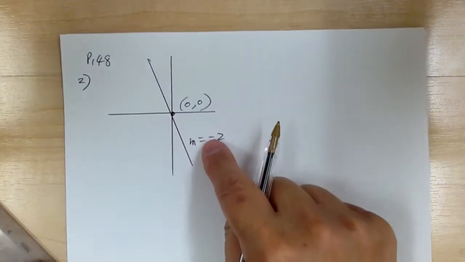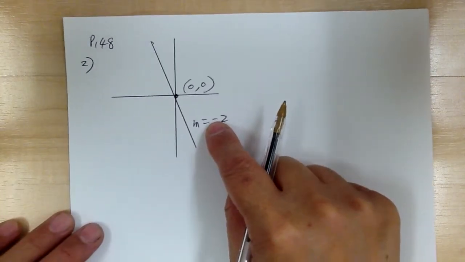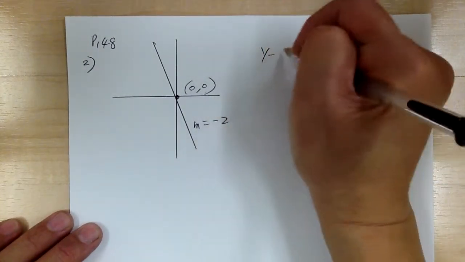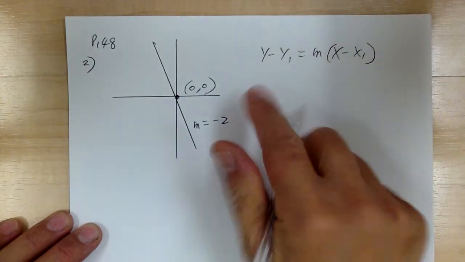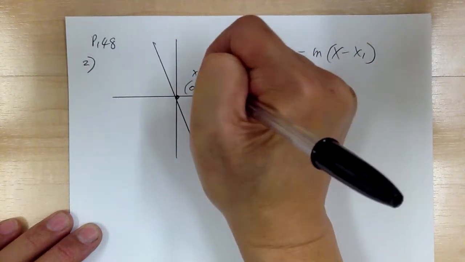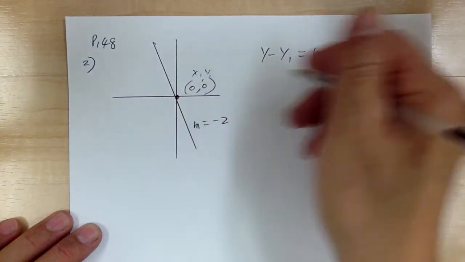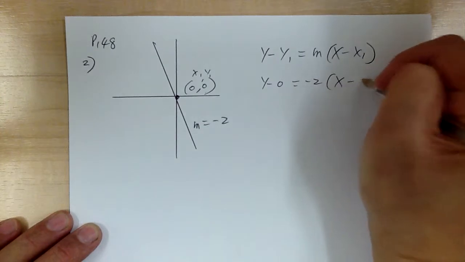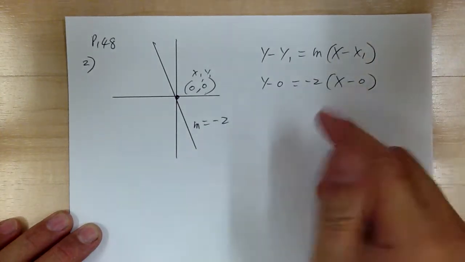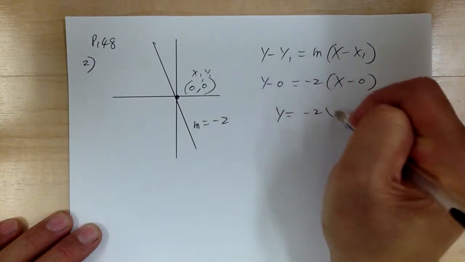So you have a point and slope, so you want to start with the point slope form. That's your x1, y1, your first point. Substitute, so you get y minus 0 equal to -2 times x minus 0. Go and simplify, so you get y equal to -2x.